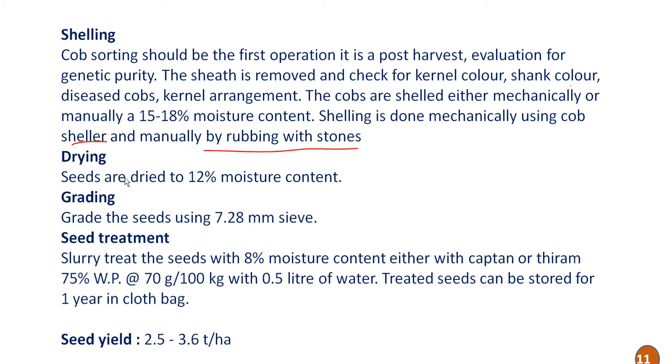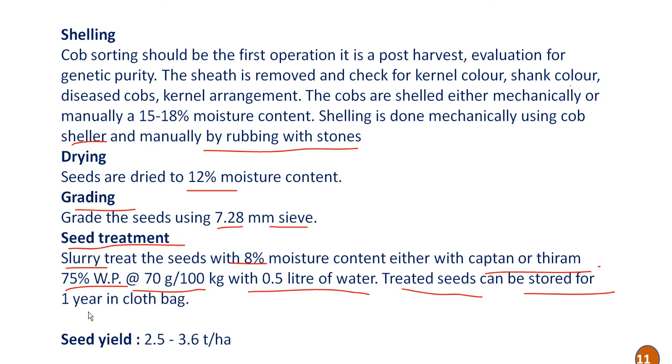Next to that, drying. Seeds are dried to 20% moisture content, and after drying there is grading. Grade the seeds using a 7.28 sieve and treat the seed with a slurry. Treat the seeds at 8% moisture with either Captan or Thiram 75% wettable powder at the rate of 70 gram per 100 kg with half liter of water, and these treated seeds can be stored for 1 year in cloth bags. And seed yield in this hybrid seed production is 2.5 to 3.6 tons per hectare.